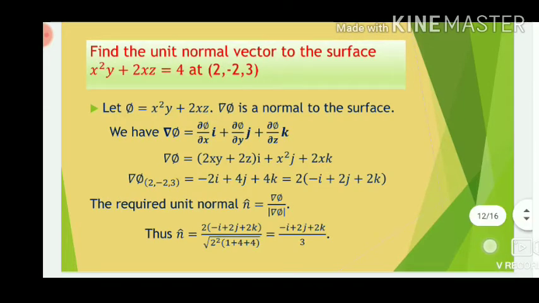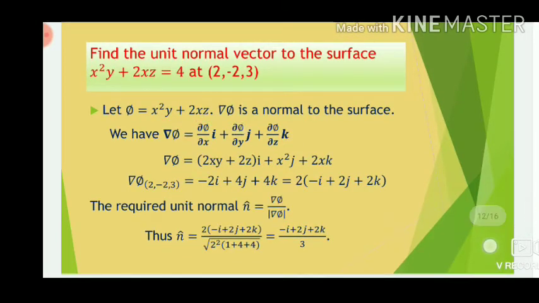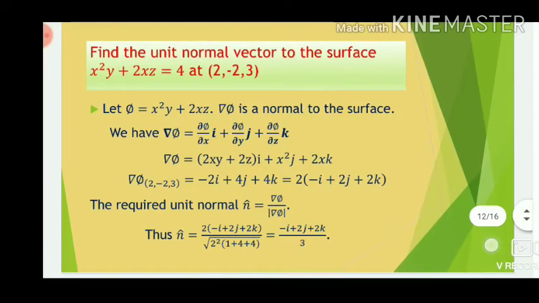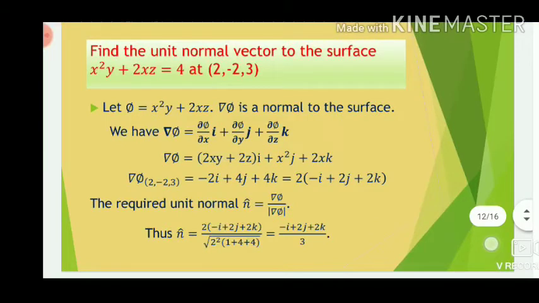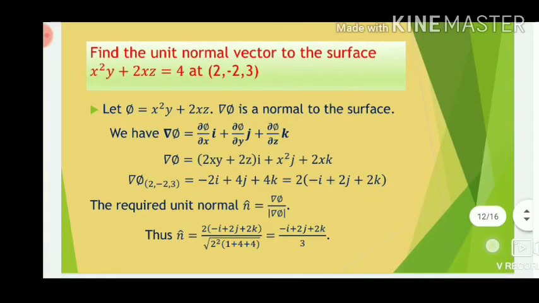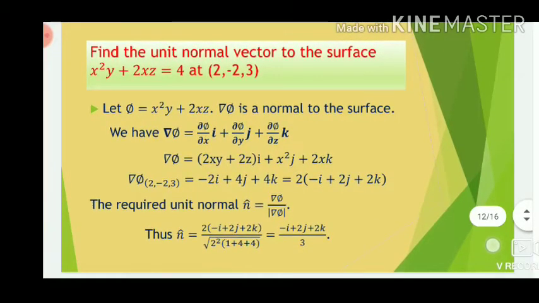Now we know that del phi is normal to the surface. So the definition of del phi is dou phi by dou x i plus dou phi by dou y j plus dou phi by dou z k. Now find del phi. Here we have phi equals x squared y plus 2xz. So differentiating phi partially with respect to x, y and z, we will get del phi as (2xy plus 2z) i plus x squared j plus 2x k.